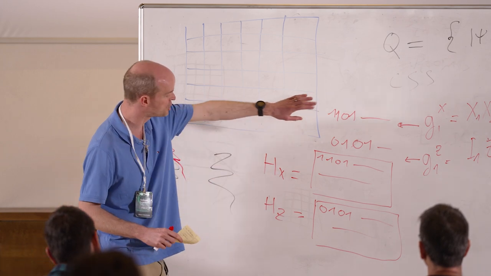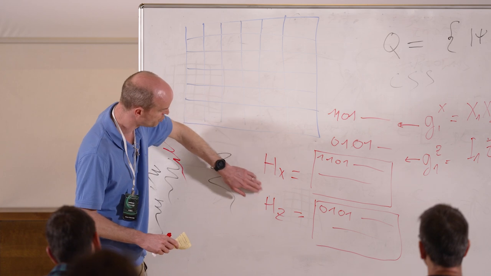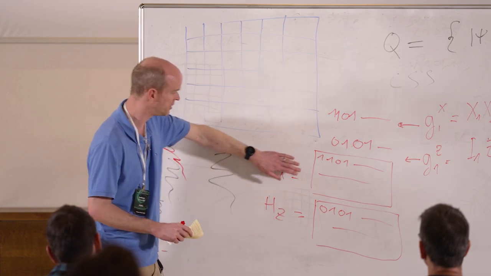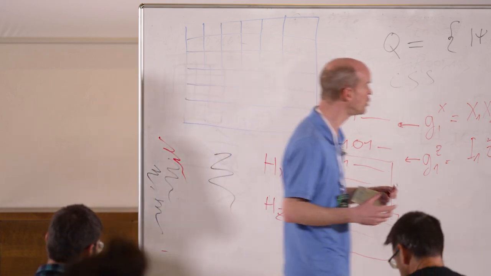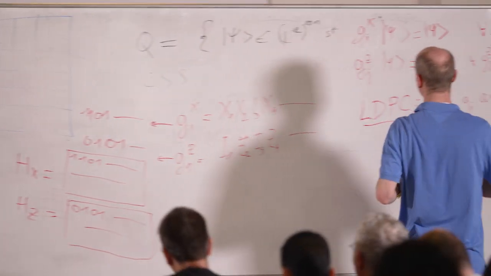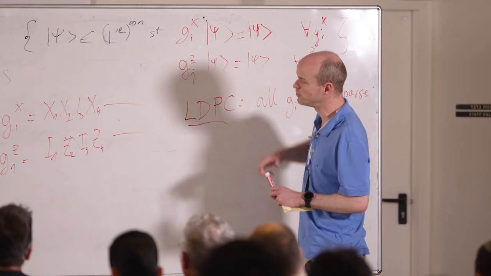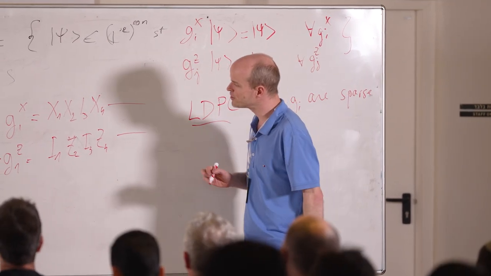Now what is interesting is two things. The LDPC condition just means that these two matrices are sparse, just like yesterday. But now you have a second condition, which is this commutativity constraint. I need these guys and these guys to commute. So what does that mean?